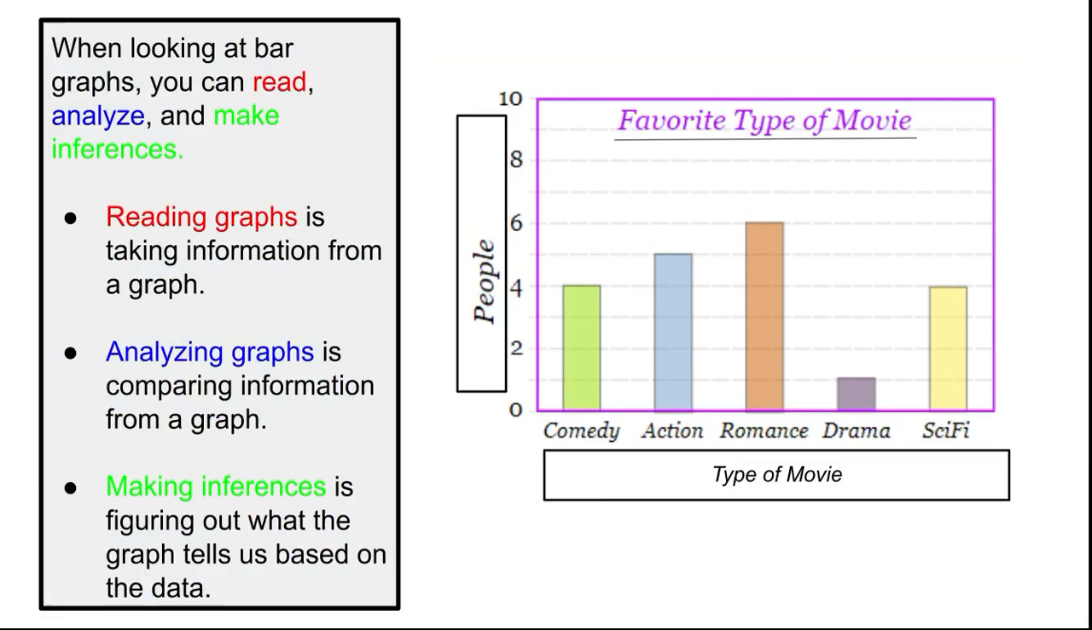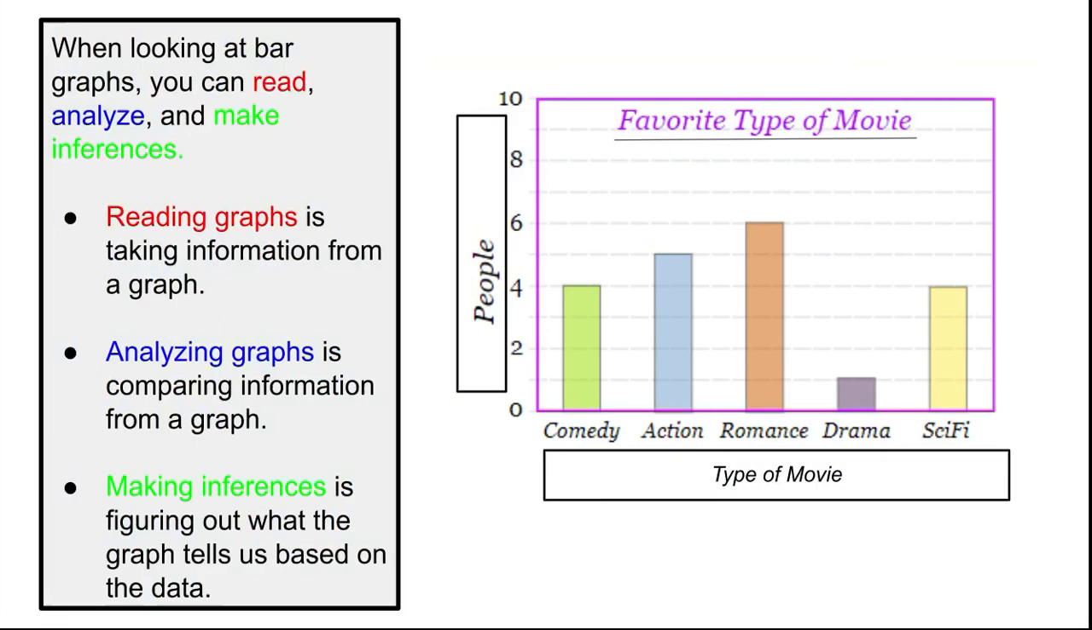Analyzing graphs is comparing information from a graph. For example, in this graph, 6 people chose romance as their favorite type of movie. 4 people chose sci-fi as their favorite type of movie. So 2 more people like romance than sci-fi. 6 minus 4 equals 2.